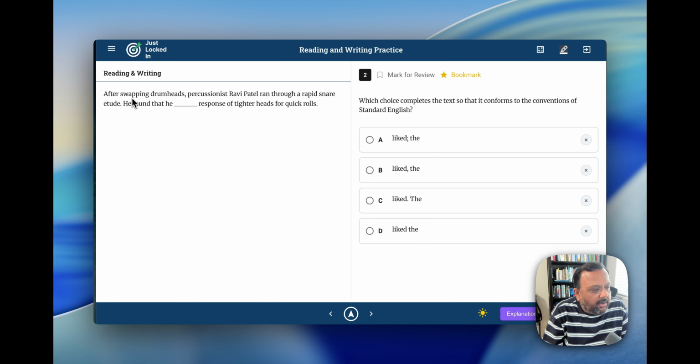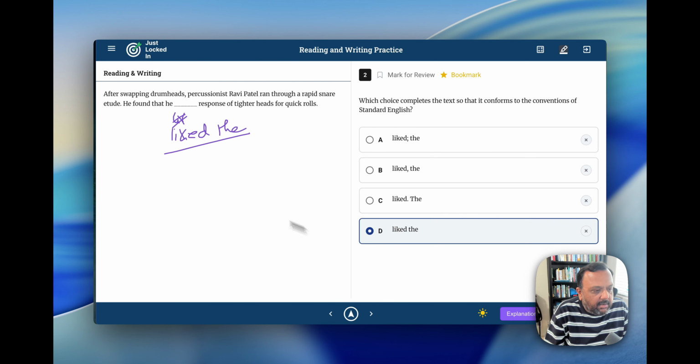Next one. After swapping drumheads, percussionist Ravi Patel ran through a rapid snare etude. So he found that he liked the response of tighter heads for quick rolls. He liked the response of tighter heads for quick rolls. So there must be no punctuation here, because this is the verb and the object of it. So therefore, don't add any punctuation. So D is the correct answer.